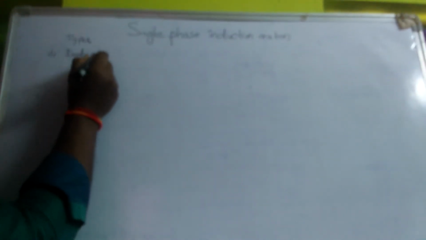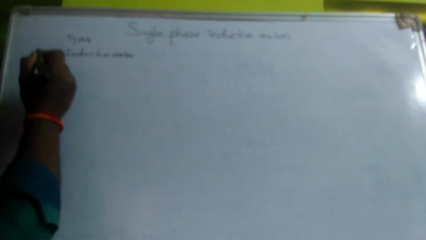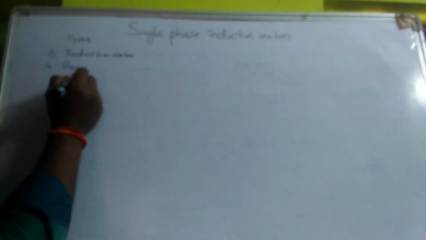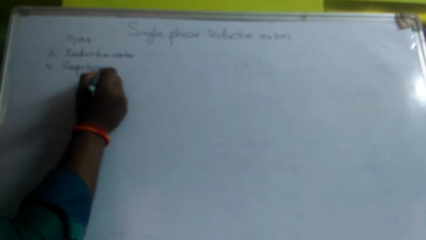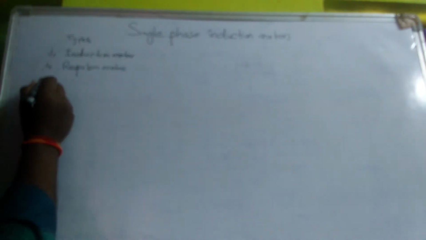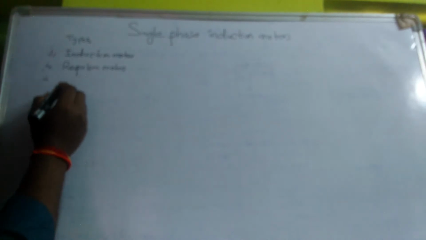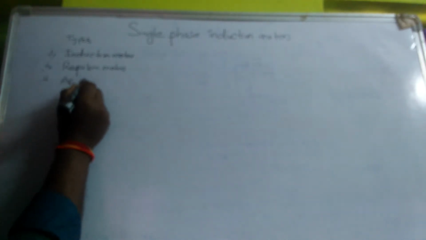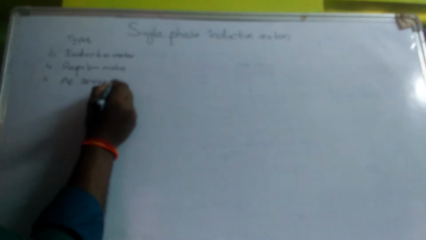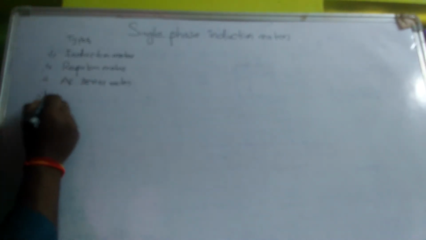There are four kinds of single phase motors. These types are single phase induction motors, repulsion motors, AC series motors, and the fourth type, synchronous motors.